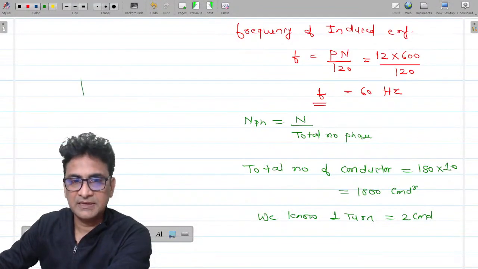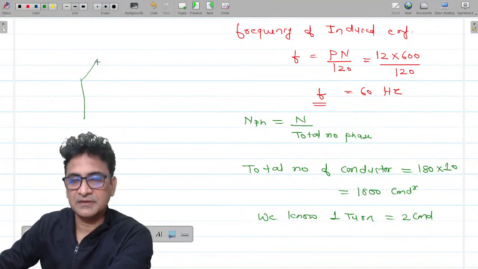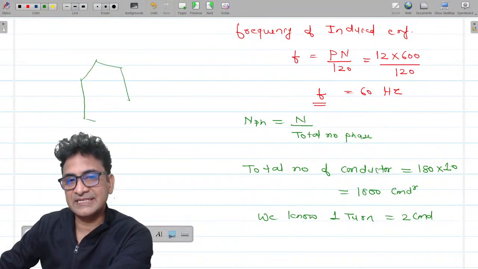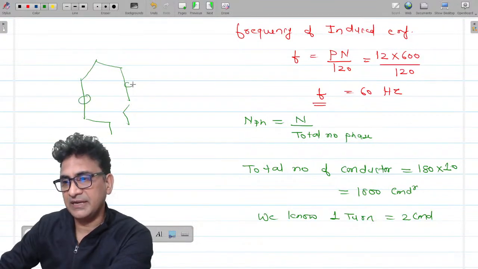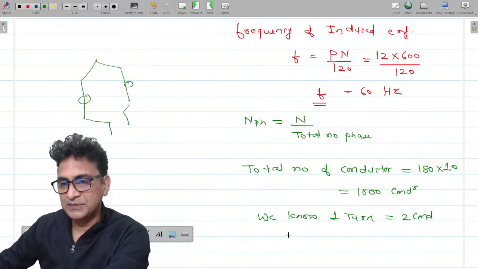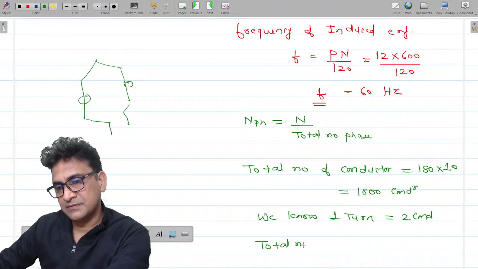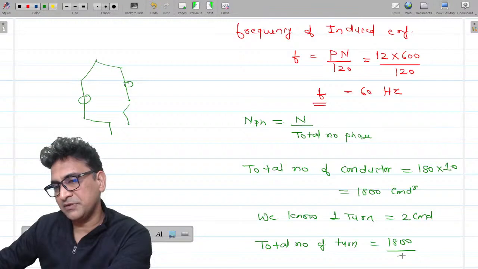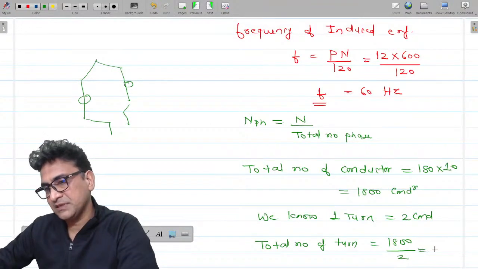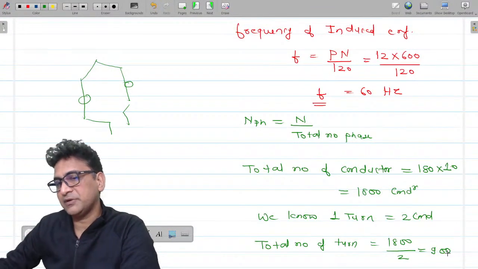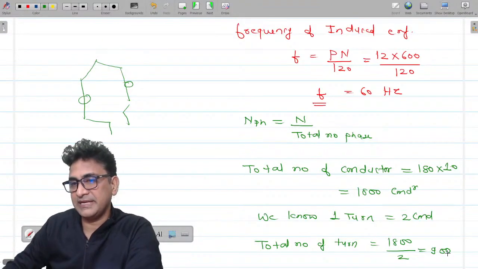See, this is my winding. This is a single turn. In a single turn we have 2 conductors, one on this side and one on this side. So what will be the total number of turns? If I divide the total number of conductors by 2, I will get the total number of turns in the machine. So it has 900 turns. The total number of turns is 900.